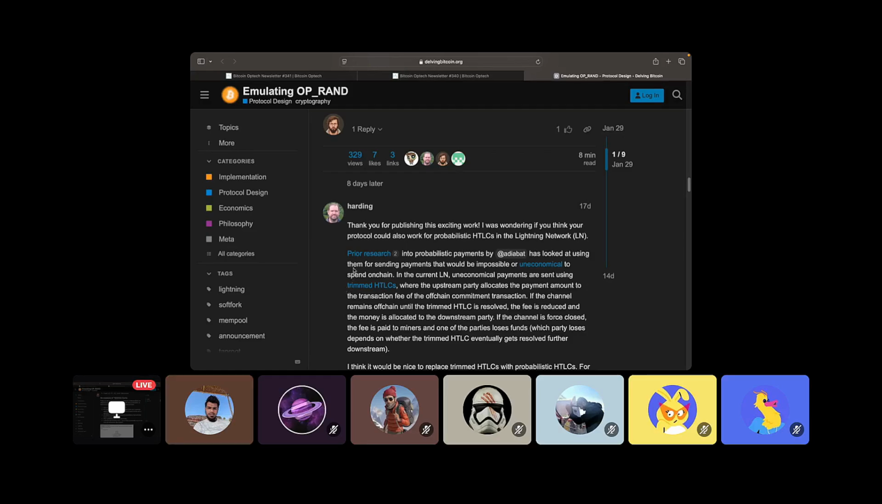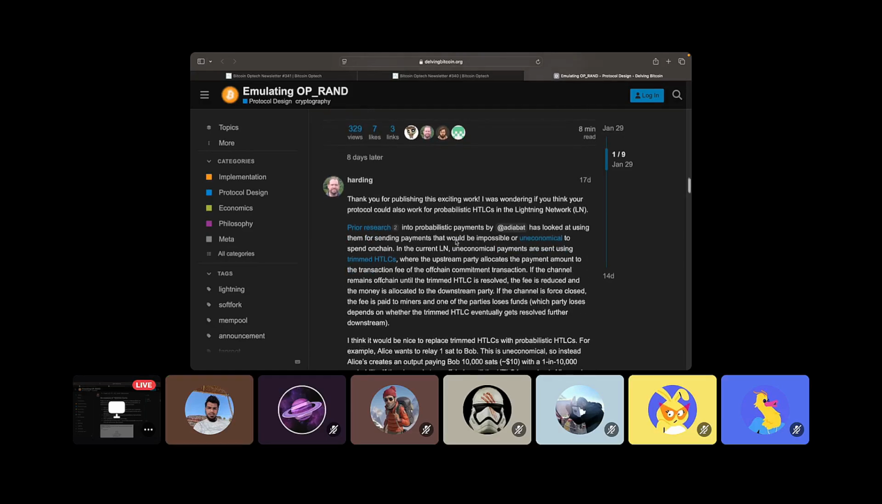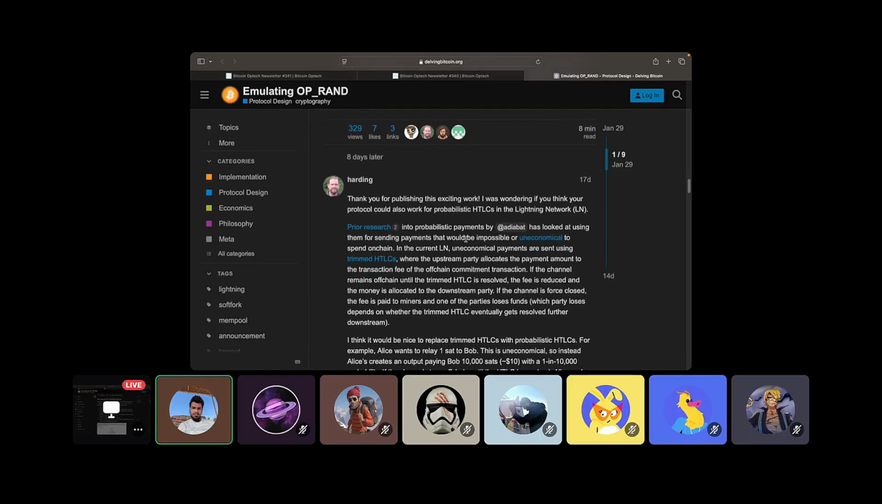trimmed HTLCs? So Dave Harding says, thank you for publishing this exciting work. I was wondering if you think your protocol could also work for probabilistic HTLCs in the Lightning Network. Prior research into probabilistic payments by Aryabhat has looked at using them for sending payments that would be impossible or uneconomical to spend on chain.